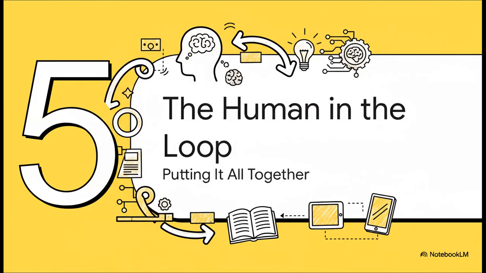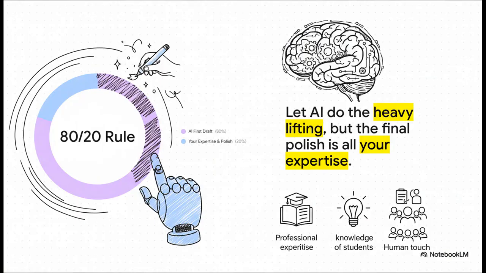So with all those warnings in mind, how do we actually put this all together? Well, that brings us to our last and I think most important section, keeping the human, that's you, in the loop. The absolute best strategy is the 80-20 rule. Let the AI do 80% of the work, the heavy lifting, the first draft, getting the basic ideas down. But that final 20%, that's all you.